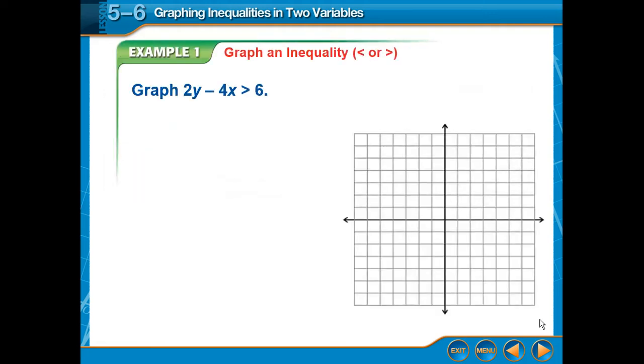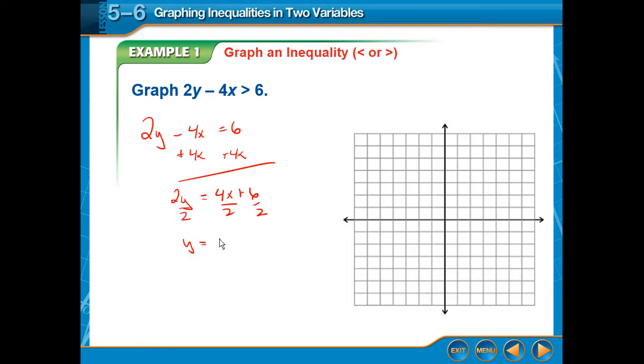In order to do this, I want to be able to graph this line as if I was graphing 2y minus 4x equals 6 to start. If I graph this, this will be my boundary. To graph this, I want to get y by itself, so I'm going to add 4x to both sides. So I get 2y equals 4x plus 6. Getting y by itself by dividing everything by 2, I get y equals 2x plus 3. So now this is in y equals mx plus b form.